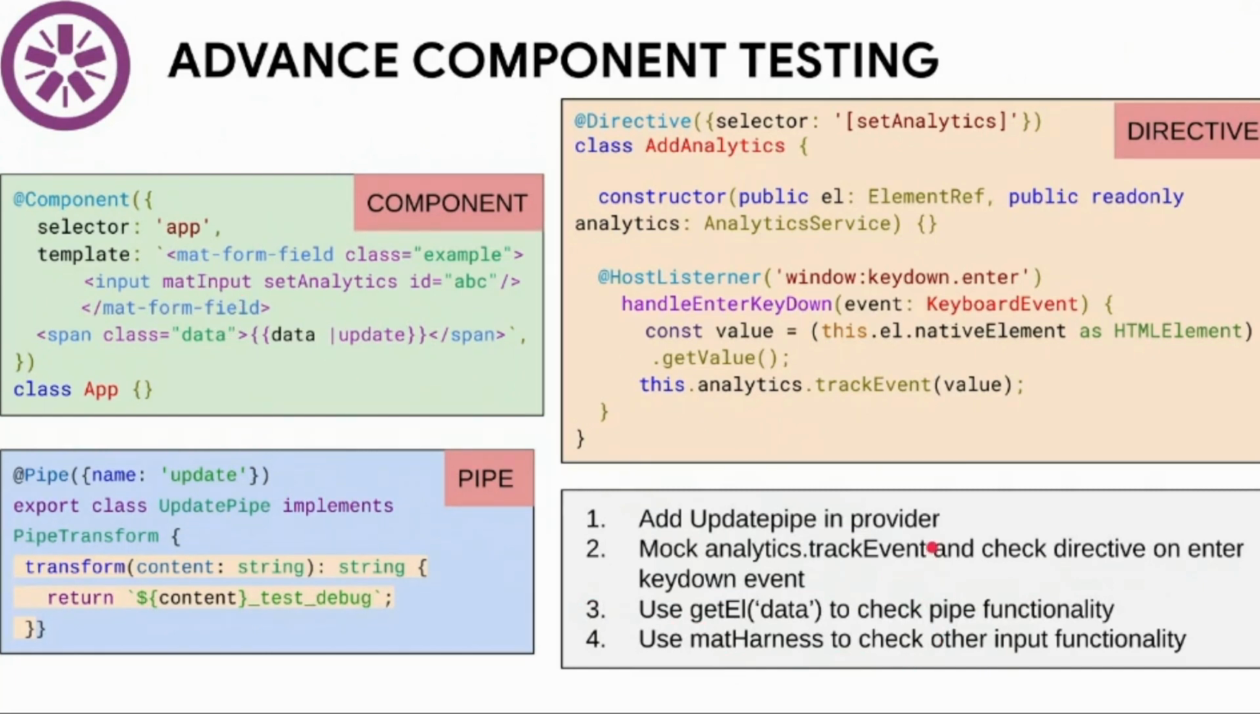So this is basic component testing, and what we have covered so far is just an add-on to that. If some directive is there and we are adding it inside our component, the only thing we need to do is declare that directive, and if it is doing some functionality, we can check that inside the component only. Same thing goes for a pipe. Like this one is adding underscore test debug. So if there is data, we will inject some sort of data input, and with this data input we will check whether this underscore test debug is added or not.